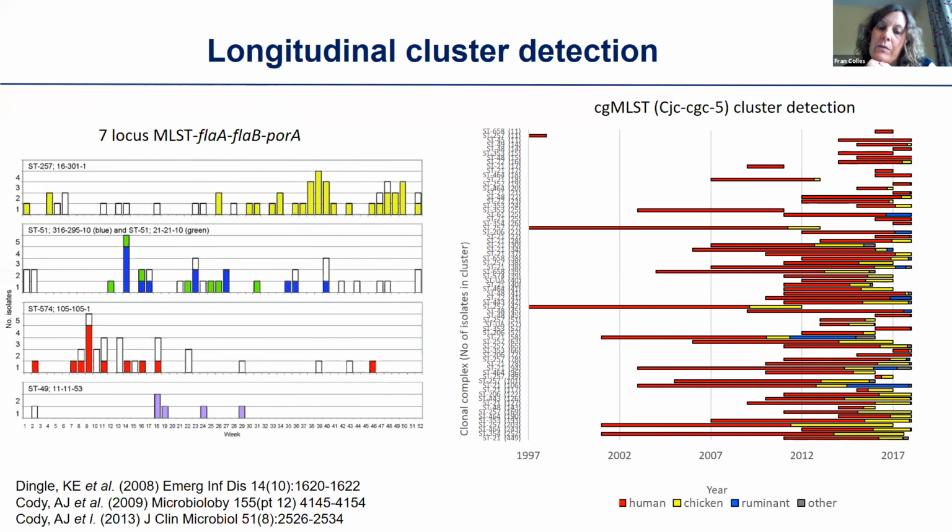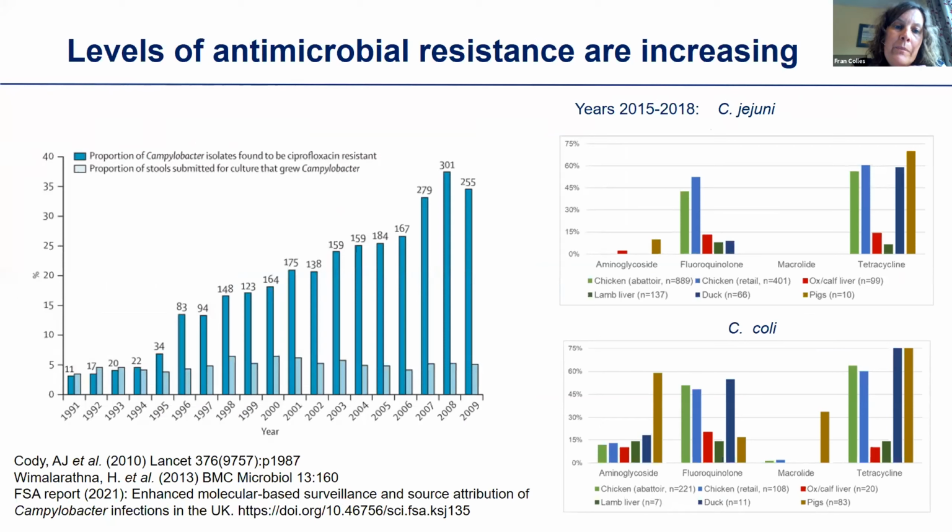And so most of our isolates are from humans, but we also see the same lineages in other sources such as chickens and ruminants. And then finally, like everybody else, we've seen increased resistance, particularly to ciprofloxacin, over time. And then on the right-hand side, this is work that's just been published in the FSA report, looking at enhanced molecular-based surveillance and source attribution of Campylobacter infections in the UK. So we're seeing some differences in antibiotic resistance levels between C. jejuni and C. coli, and then also some differences in the animal sources, which most likely reflects the different use of antibiotics.